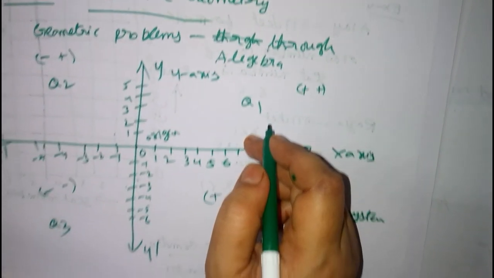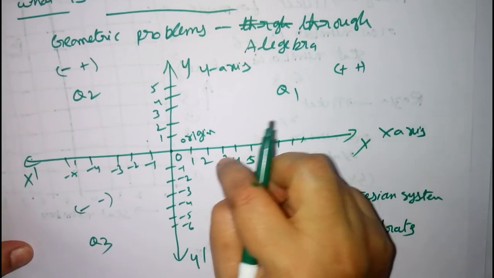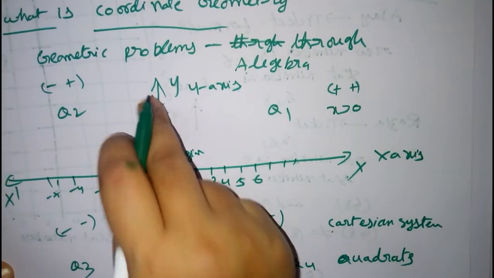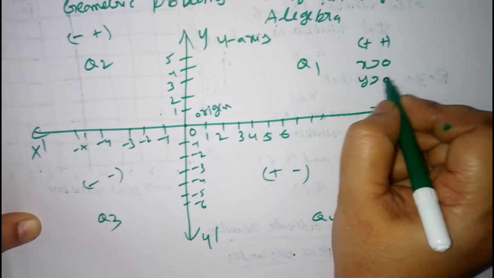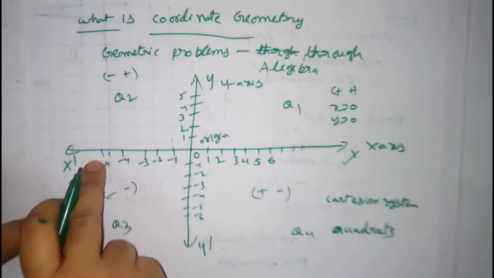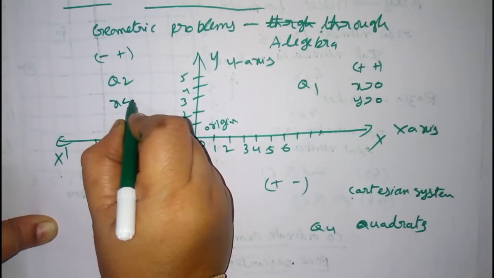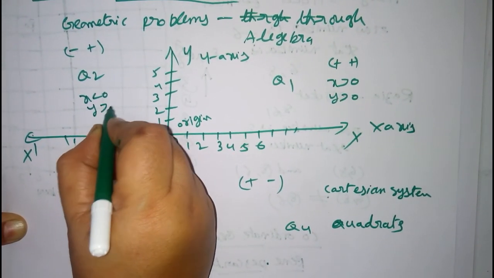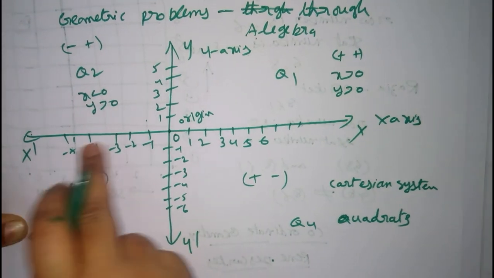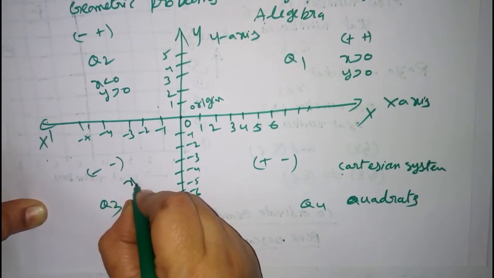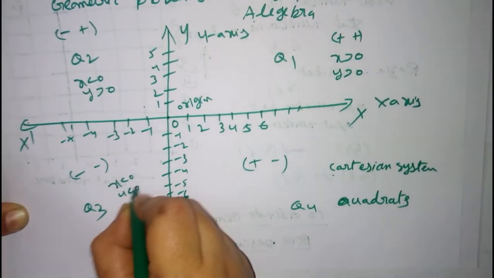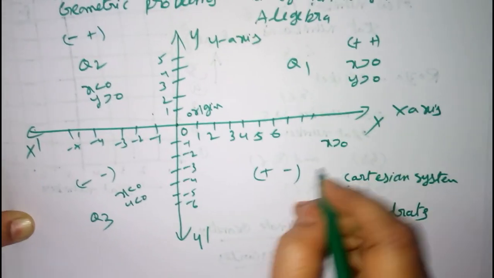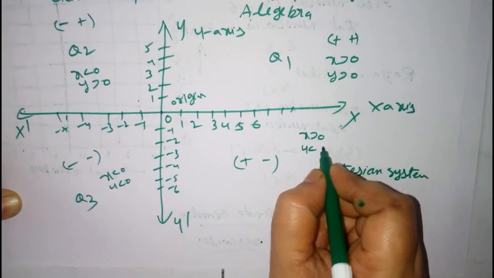If you write the mathematical representation, in the first quadrant x values are positive, so x greater than 0, and y values are also positive, so y greater than 0. In the second quadrant, x less than 0 and y greater than 0. In the third quadrant, x less than 0 and y less than 0. In the fourth quadrant, x greater than 0 and y less than 0.